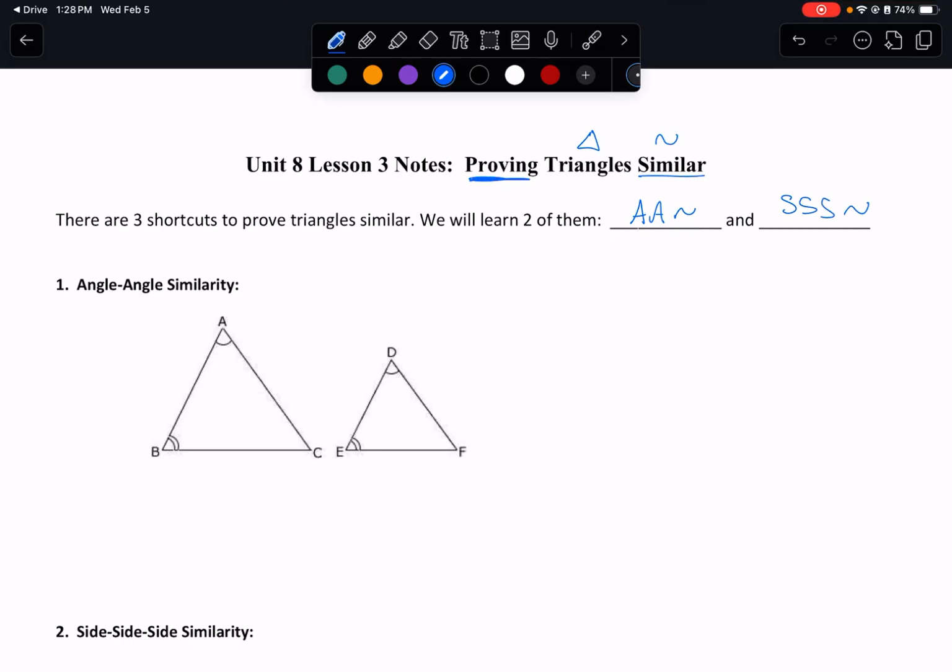Remember that when we talked about similar figures, we know that angles are congruent. And so for angle-angle similarity, we're going to be looking for two pairs of angles that are congruent. Angle A is congruent to angle D, so that's one pair of angles. Angle B is congruent to angle E, so that's a second pair of angles. So I could say triangle ABC is similar to triangle DEC by angle-angle similarity.